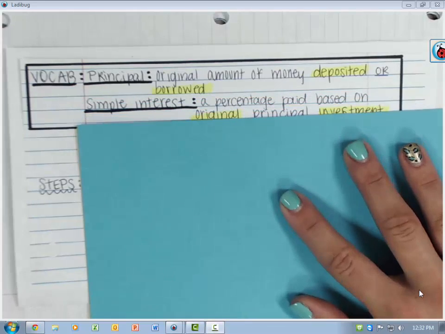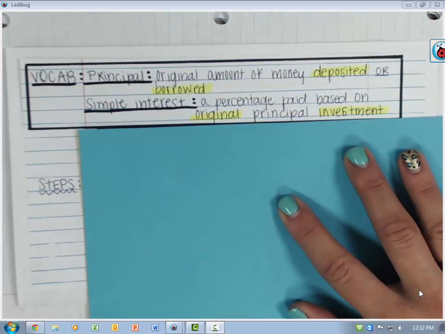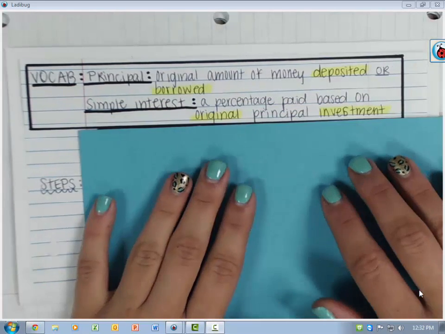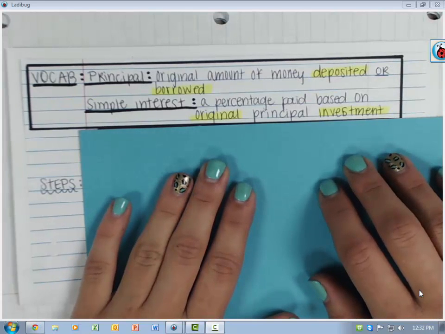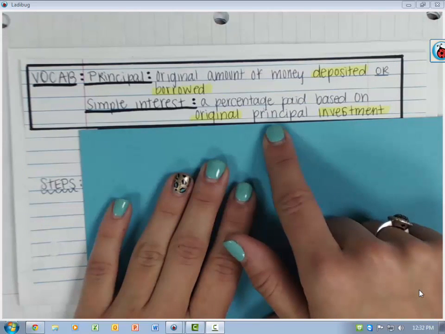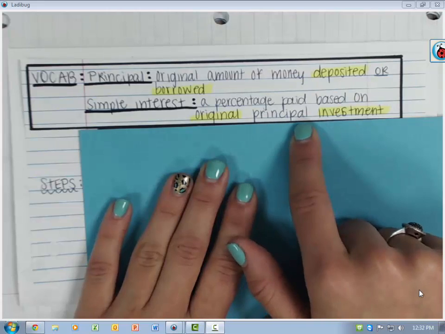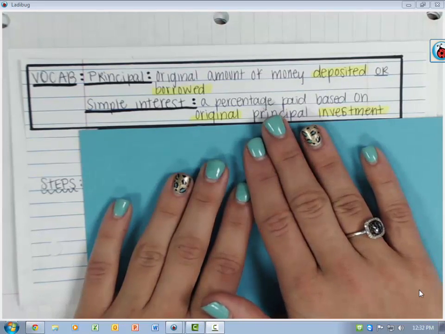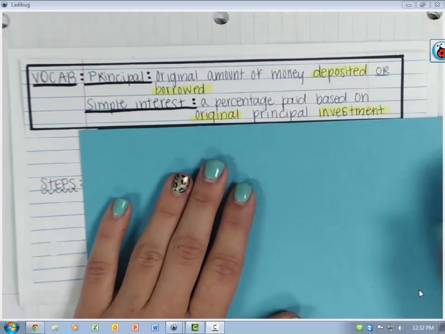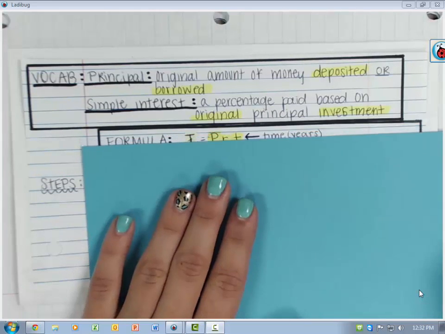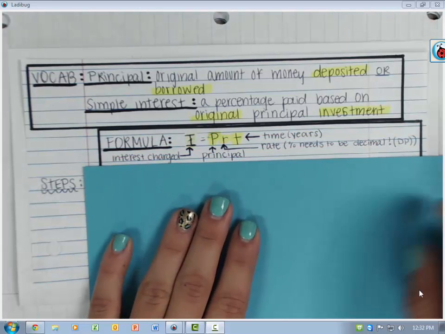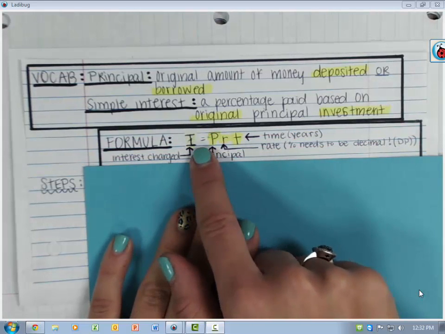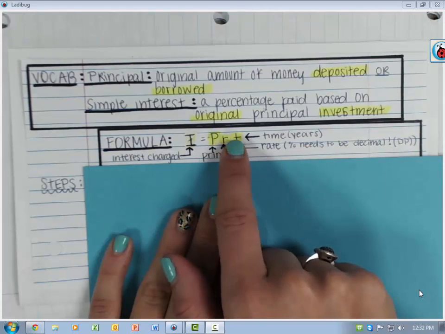Alright, now simple interest, we used that word earlier. It's a percentage paid based on the original principal investment, based on the original amount that we put into the bank, right? You don't need to know this, you just need to know that simple interest, we can solve it, okay? Simple interest is a formula on your formula chart this year. Now, you have a formula for it. I is equal to P times R times T.